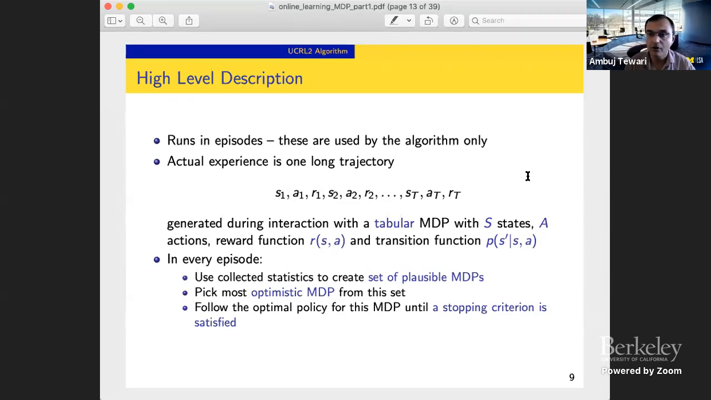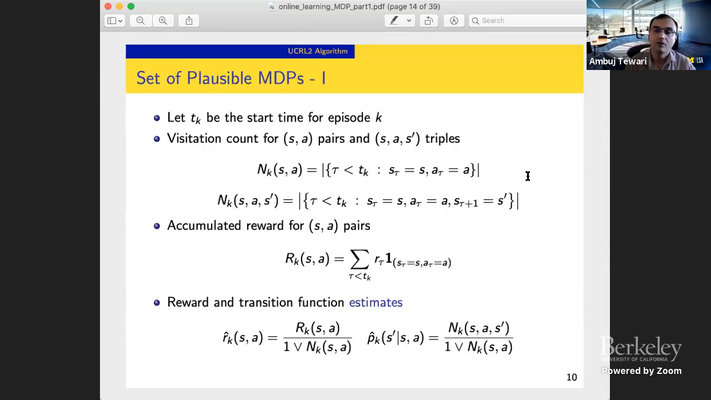So let's make things more concrete using some notation. T_K will be the start time of episode K. And I was talking about statistics, so let's give them some notation. N_K(S,A) is the count for this particular state and action just prior to the start of episode K. So for all tau less than T_K, how many times did I end up in this state in my history? N_K is just before the start of episode K. So all the way from episode 1 through K minus 1, I sum them up and put them in N_K(S,A). And also the counts for the triplets: the transition from SA to S prime, I also maintain a counter for that.